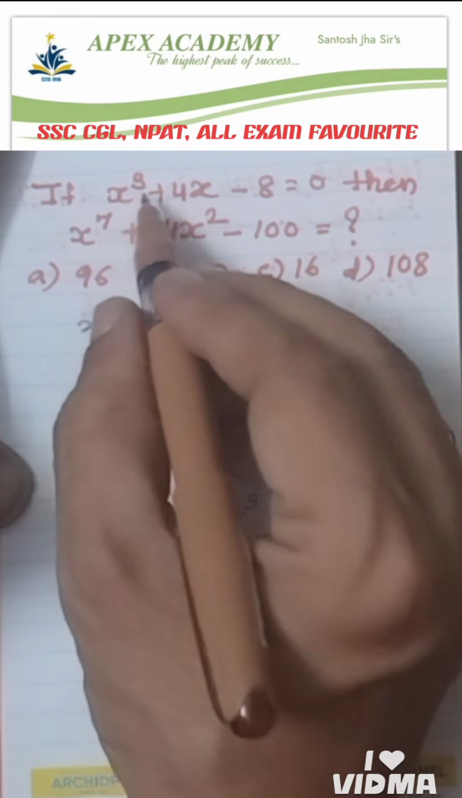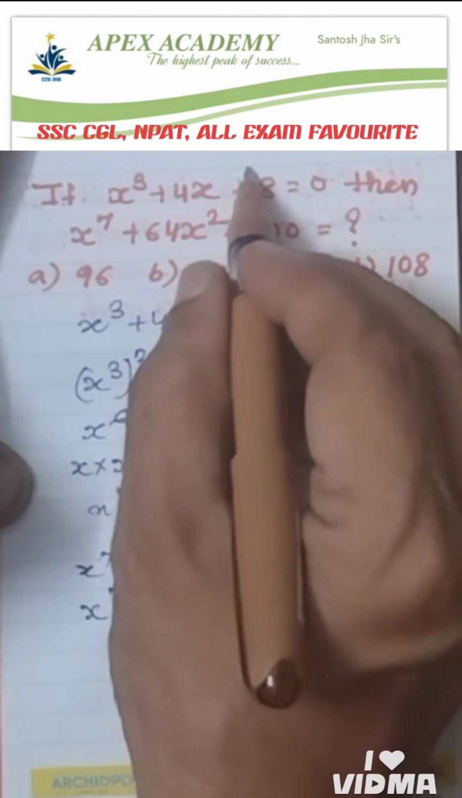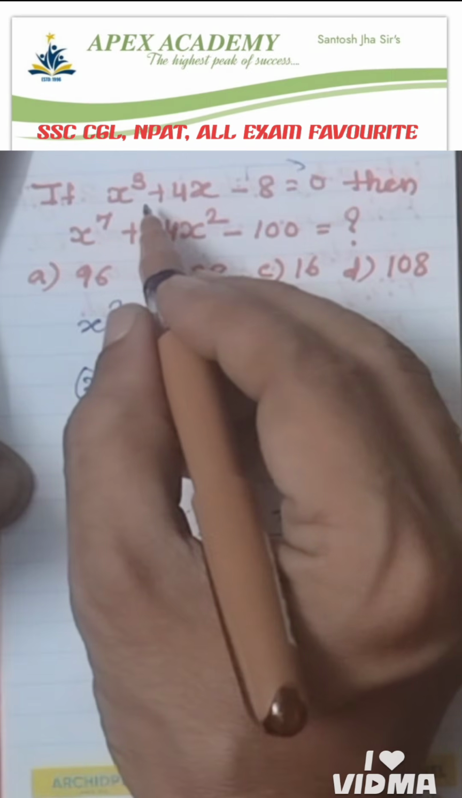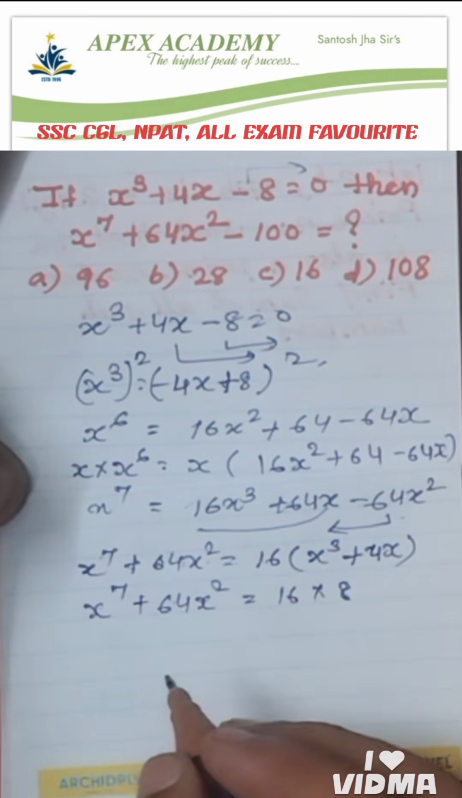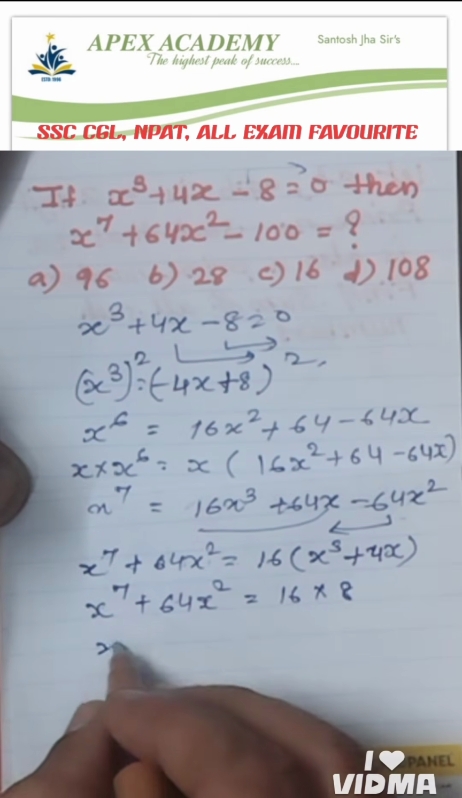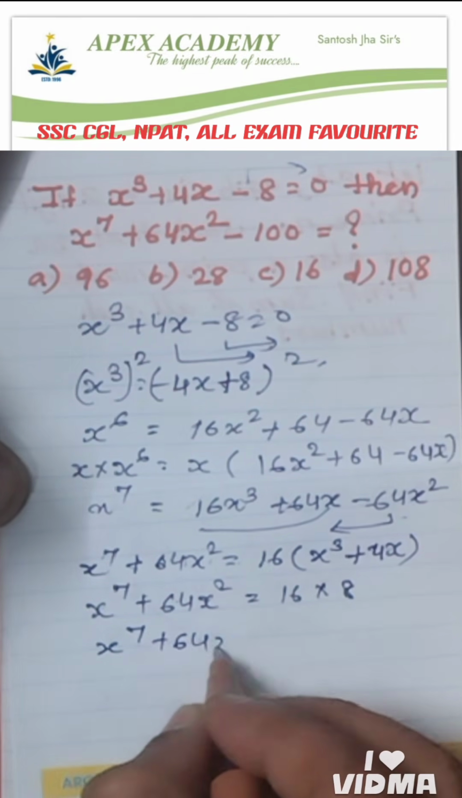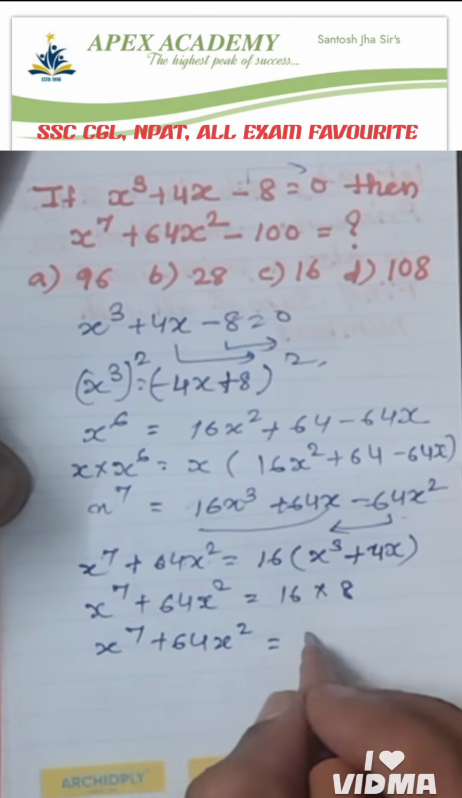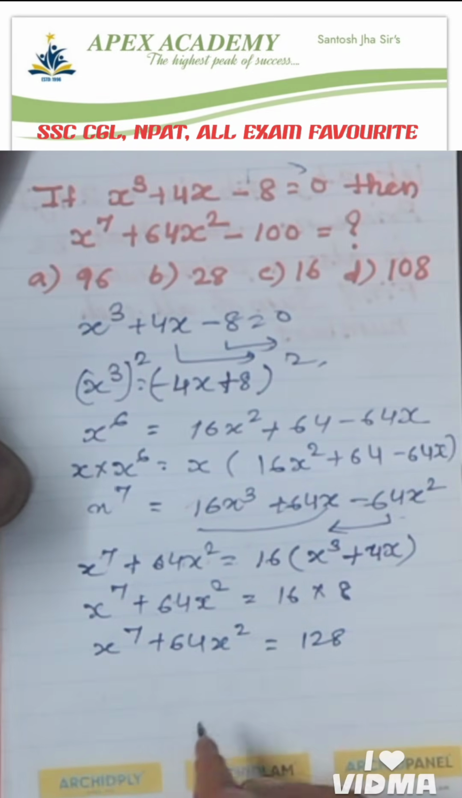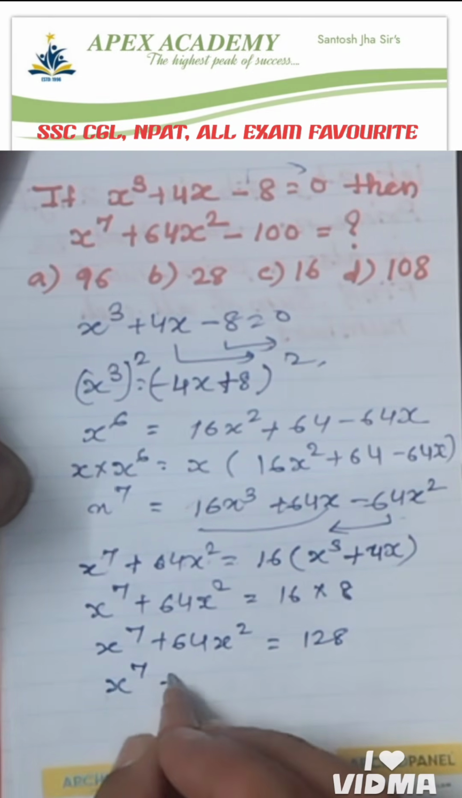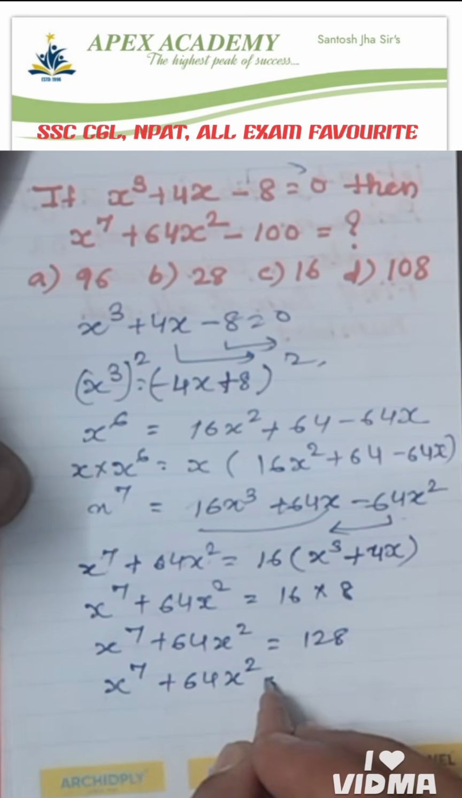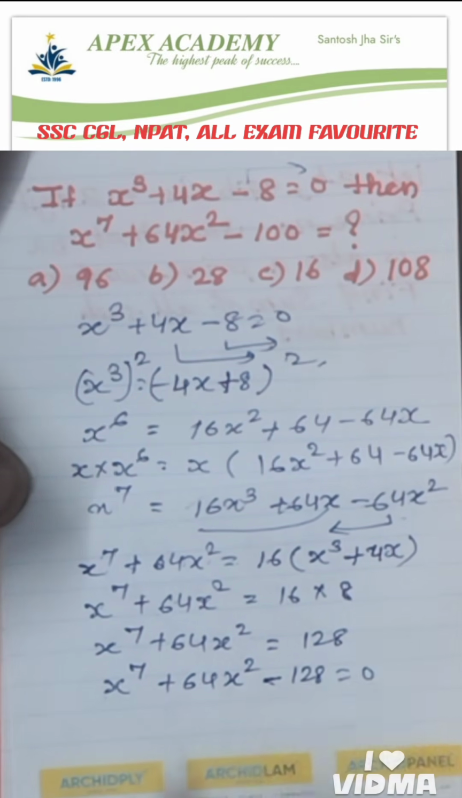So already they have given x cube plus 4x minus 8 equal to 0. We'll shift this minus 8 to this side. So it became x cube plus 4x equals 8. So we'll use 8 over here. So next, x raised to 7 plus 64x square will be 128. When we shift this to this side, x raised to 7 plus 64x square minus 128 is equal to 0.